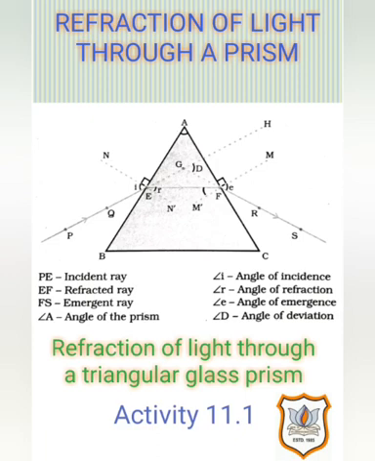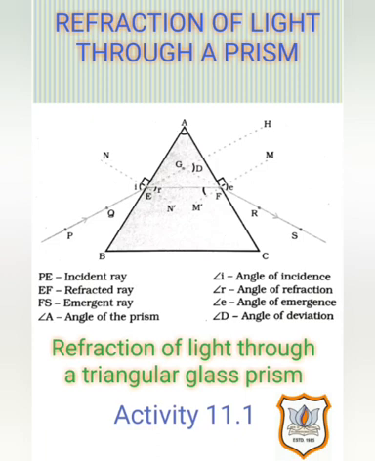The angle between two adjoining lateral faces of a prism is known as the angle of the prism. For an equilateral triangular prism, the angle of prism is 60 degrees. Now let us start Activity 11.1 to understand the refraction of light with the help of a glass prism.